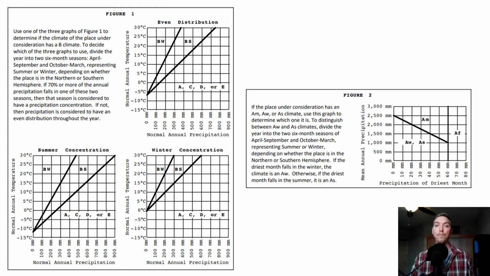And then figure 2 is to help us figure out whether we have an AM, AF, or AW/AS climate. So AM is for monsoonal, AF is for tropical rainforests, and AW/AS is for savannas. We'll dive into those specific designations here in just a little bit.